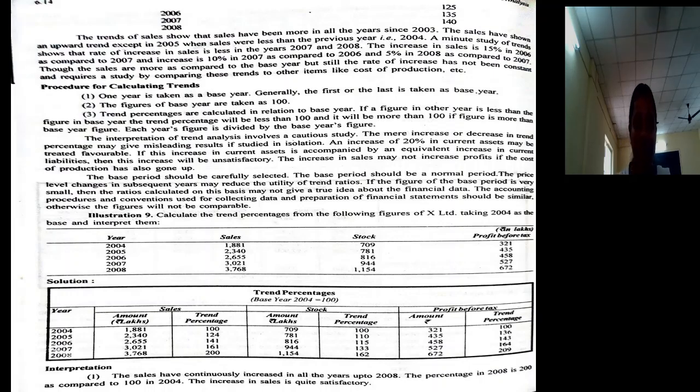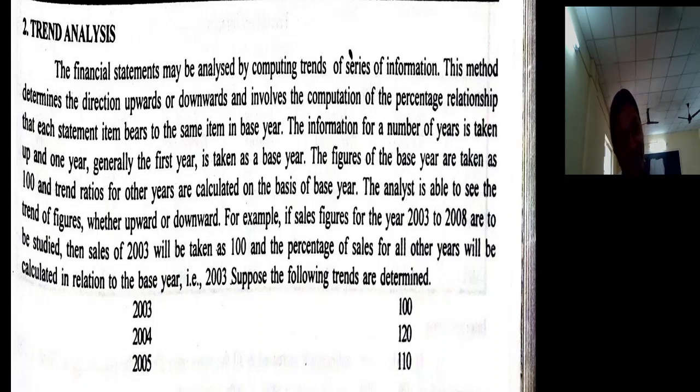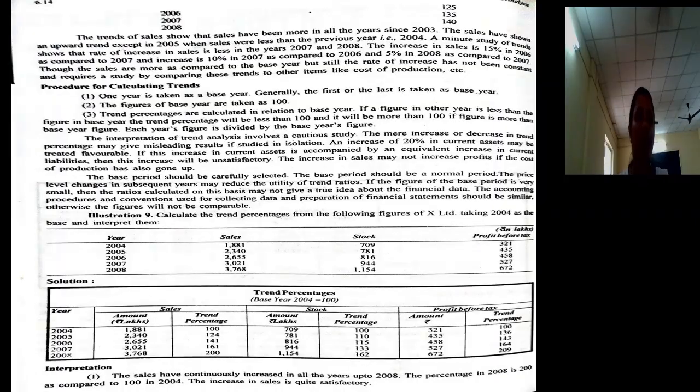So what is given is not sales, the trends of sales itself is given in the problem. So based on that trend we can identify whether it moves or whether it increases or decreases. The sales of the current year when compared with the base year move upward or down. That is what we can see with the help of trend analysis.